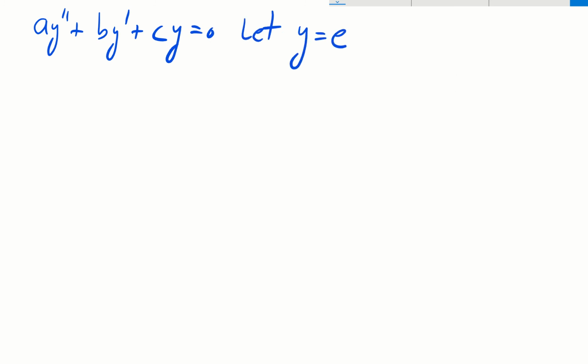Let's now take a look at what would happen if we had a second order linear homogeneous differential equation with constant coefficients. So we have a y double prime plus b y prime plus c y equal to 0. We are going to let y equals e to the mx. Let's suppose that this is a solution, and let's plug that into our differential equation. So y prime would be m e to the mx. Y double prime would then give us m squared e to the mx. So we get the following.